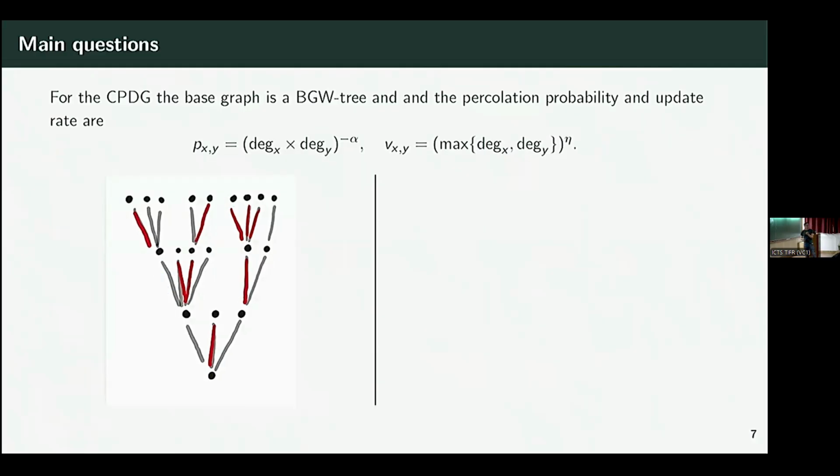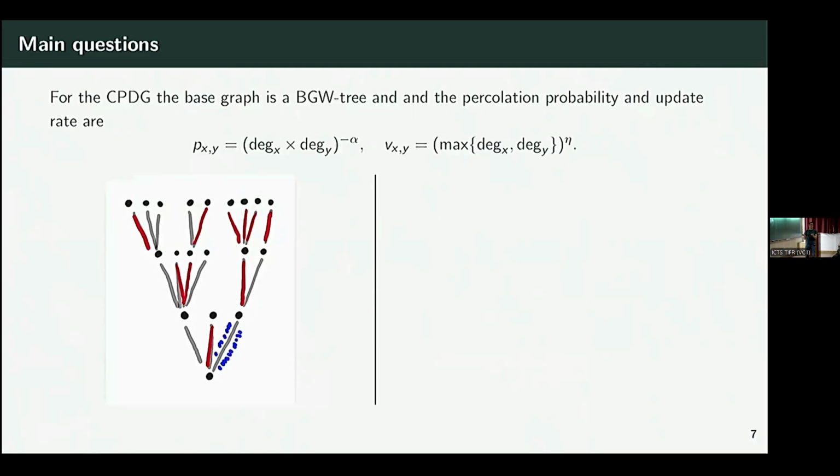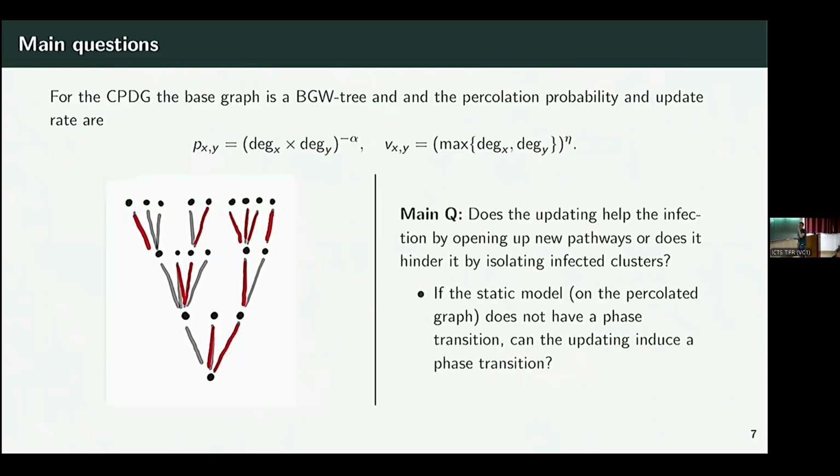The reason why I did this picture is I wanted to show you that it's not quite clear what the updating does to the dynamics. On the one hand, it obviously helps because it opens up edges and gives me access to part of the tree that I couldn't get to before. On the other hand, it also makes my life harder as an infection because it disconnects me from other things. So it's not clear what the updating does overall to your system. Is updating helping you or not? In particular, the question we want to answer is what happens to phase transitions if my original model, say on the percolated tree to make it fair, has a phase transition or does not have a phase transition. Let's say it doesn't have a phase transition. Can the updating induce a phase transition? All right, so these are the questions.